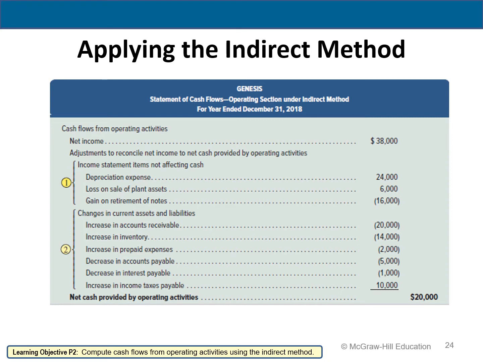So that $38,000 was inclusive of $24,000 of expense that's not cash related. So I'm going to add it back. That net income was also inclusive of a loss of $6,000 that isn't cash. So I'm going to add back the $6,000 loss. It also was inclusive of a $16,000 gain that really wasn't cash. So I'm going to remove the effect of the gain by subtracting it.